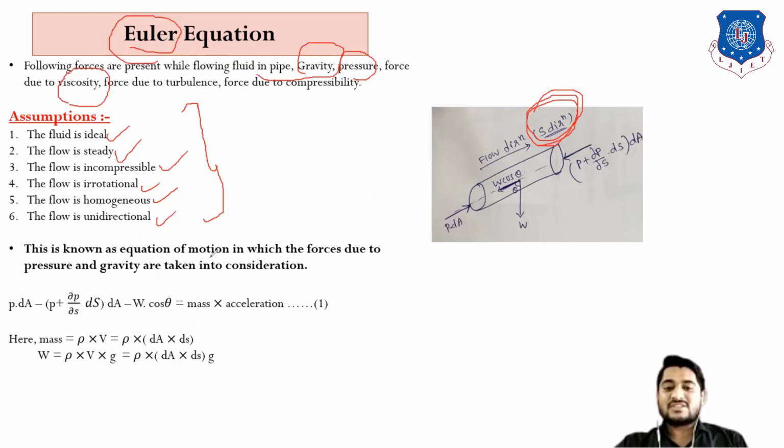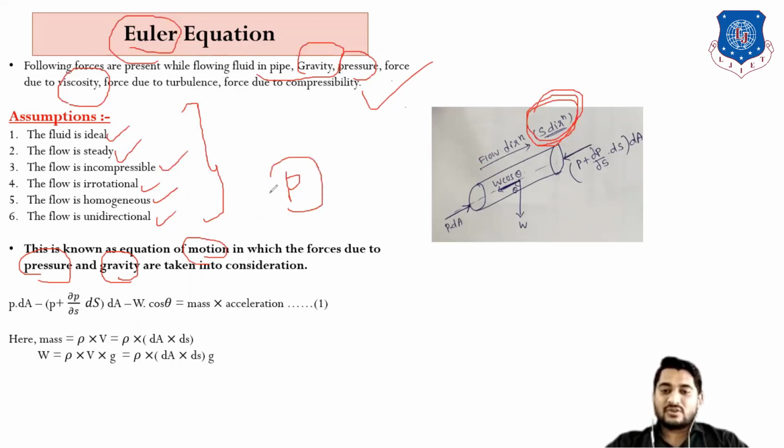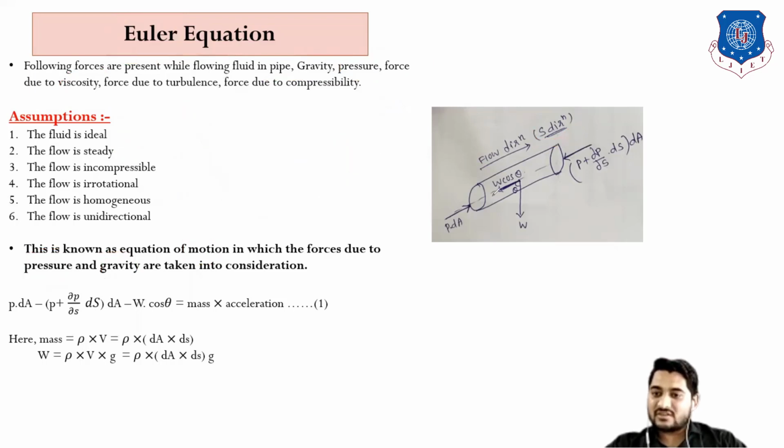Now this is known as the equation of motion also, in which only forces due to pressure and gravity are taken. All other forces are neglected, so we take only pressure and gravity force, that means weight W, right? So let us understand the sketch first. Here one pipe is there, flow occurs in S direction, right hand side. At the inlet, the pressure force will be pressure into area, so pressure P into small cross-sectional area dA, right?